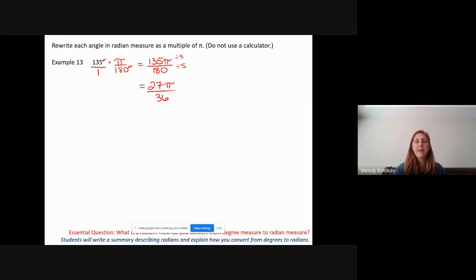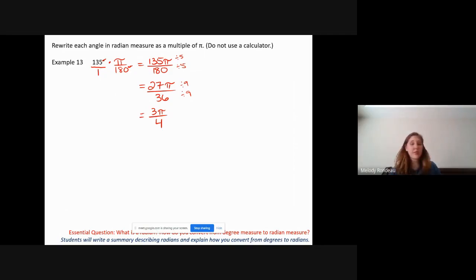And then from there, those are much easier numbers to work with. Now I could pick something a little more confidently. Okay, I know these are both divisible by 9, and I believe that's the largest number that goes into both of them. So I get 3 pi over 4. And then there's my answer in radians.